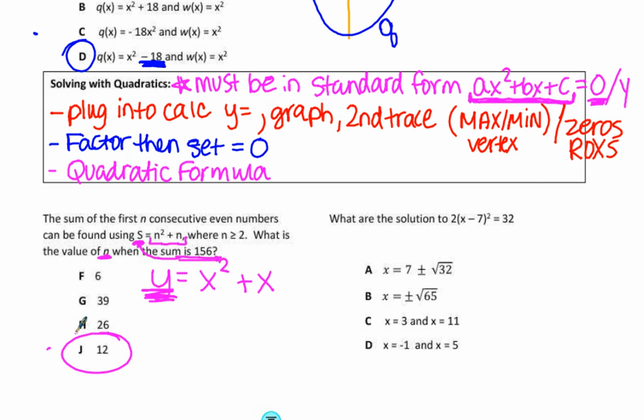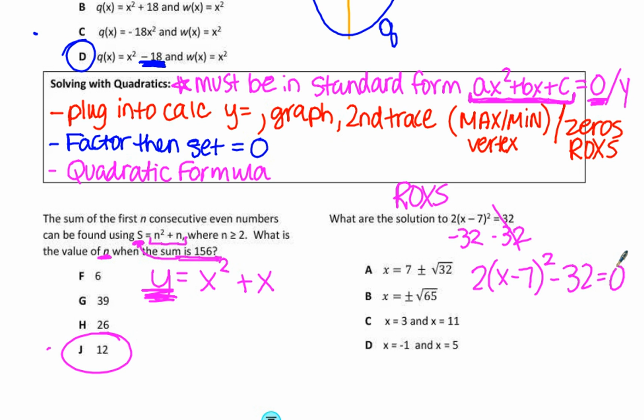And then our last one, all right, so find the solution. Remember, solution is roots, or where it's going to cross my x-axis. Now the only issue is that this is equal to 32, and I need it to be equal to 0. So the way that we do this is subtract the 32: 2 times (x minus 7) squared minus 32 equals 0. This is what I was mentioning before. It's not necessarily in standard form, but it is equal to 0 or equal to y, which is what we have to do first.